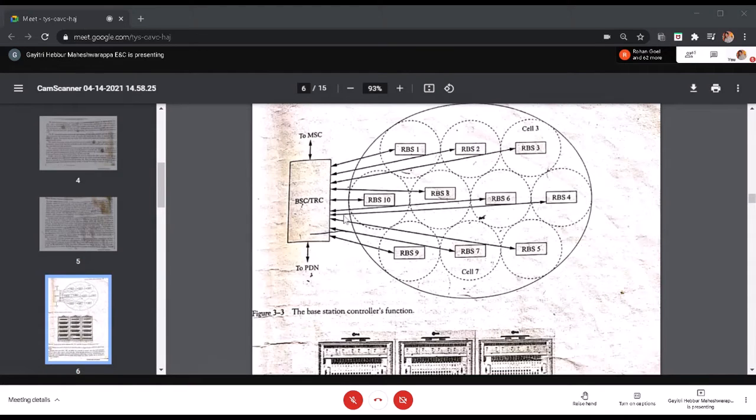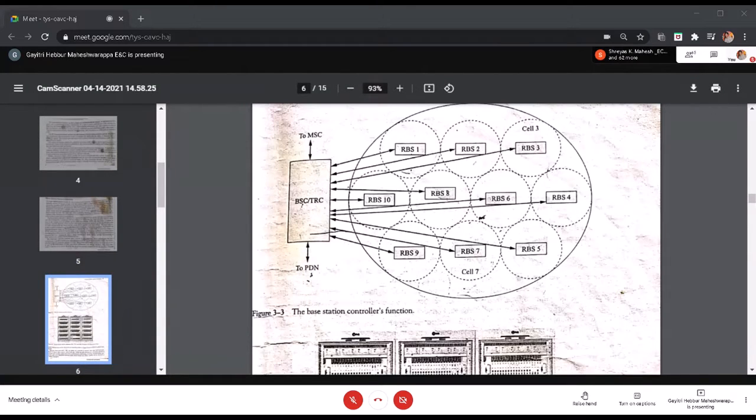Okay. So we can see the base station controller's functions. As I told you, many radio base stations are controlled by a single BSC. So we can see 1, 2, 3, 4, 5, 6, around 10 radio base stations are there. All radio base stations are connected to a single BSC or TRC unit. Then from the BSC, it is connected to the MSC and to the public land mobile data network. So this is the hardware view of the cellular network.